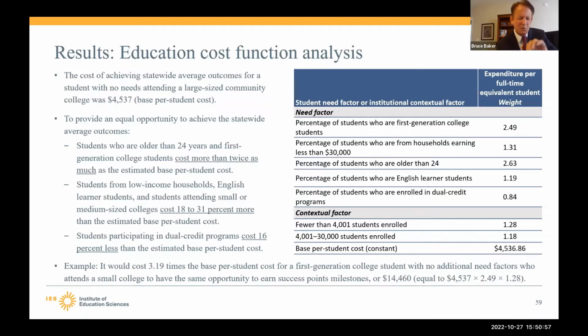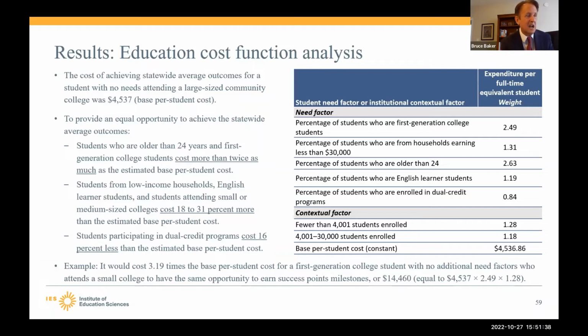And Rick, in his presentation a little while back, spoke to this issue of adequate outcomes. We are just setting the bar in our analysis here at the cost of achieving the existing statewide average. We are not implying one way or the other that that is adequate or not, but just as a setup here, if we did decide what the adequate outcome was, what number of success points, what rate of completion and persistence we really wanted out of all of our institutions, we could set that as the bar in place of just the average. Here, the cost of achieving the statewide average for a student with no additional needs in a large size community college would only be a little over $4,500.